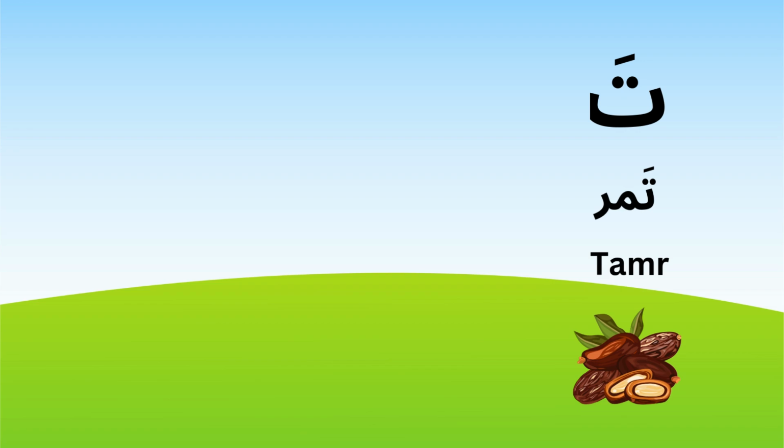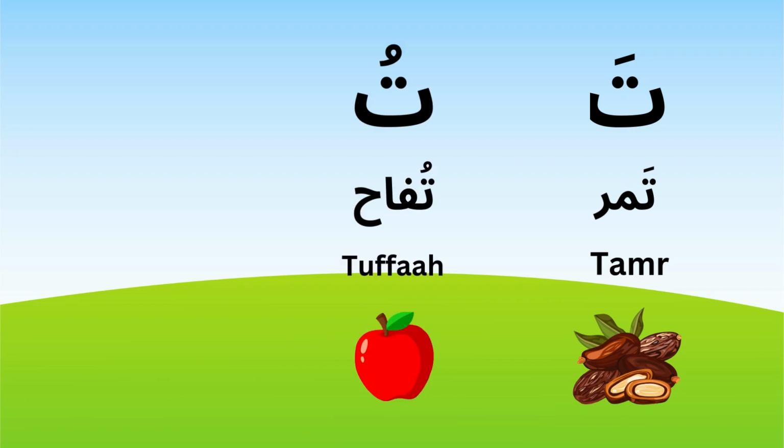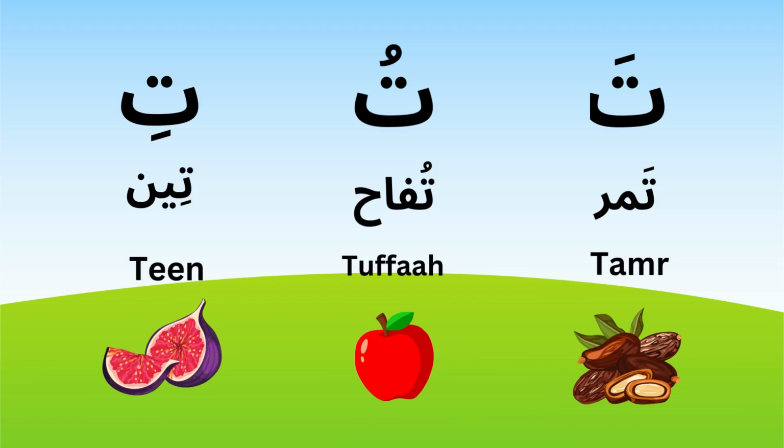Short vowels of ta. With fatha, say ta. Example, tamar. With damma, say tu. Example, tufah. With kasra, say ti. Example, teen.